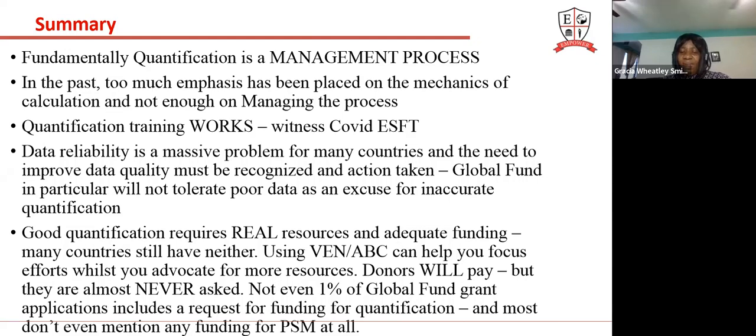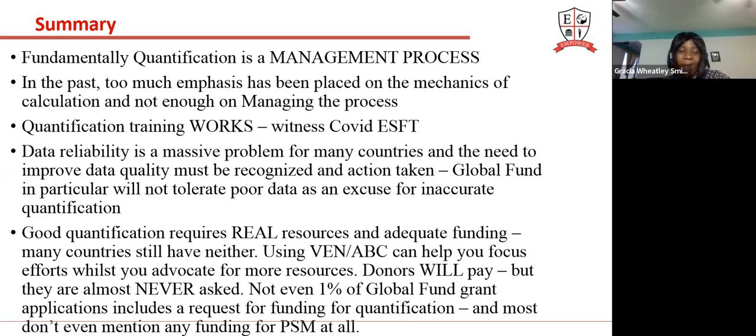The use of the VEN list or the ABC can help us focus our efforts while we advocate for more resources. Do we really need this medicine? Or can we reduce this so that we can use that finance to purchase something that is more critical?